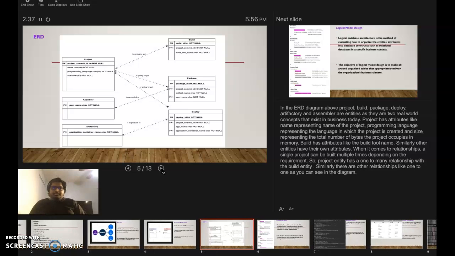ER diagram. In the ERD diagram of the above project, build, package, deploy, Artifactory, and assembler are entities as they are real world concepts. Project has attributes like name, representing the name of the project, and programming language, and build has attributes like build tool name. Similarly, other entities have their own attributes, and they have relationships like one-to-one and one-to-many. Let's move on to the next concept.